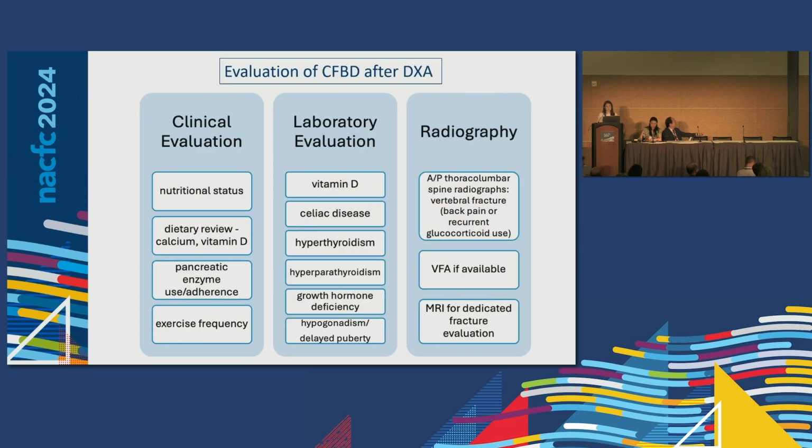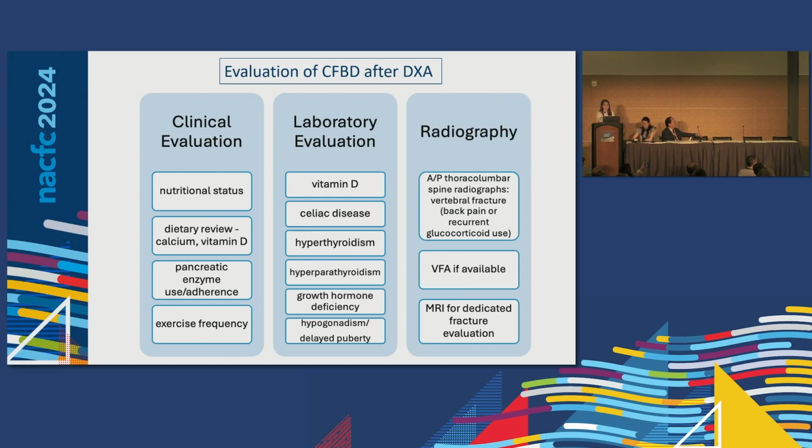I know Dr. Ulal is going to talk a little bit more about evaluation, but essentially when a patient comes to see me, when they've had a DEXA report that shows potential impaired bone mineralization, the first thing I'm doing is looking at their height and overall growth, making sure that it's truly consistent with low bone mineral density. And then, of course, we're doing our clinical evaluation: nutritional status, dietary review, use of pancreatic enzymes. Are they getting weight-bearing exercise? There are many labs that we look at, especially in a growing child, not even necessarily for someone with CF: celiac disease, thyroid, parathyroid status, pubertal status.